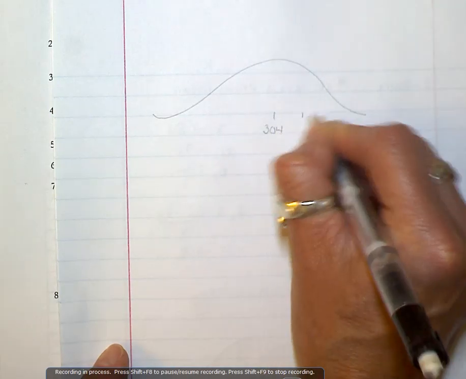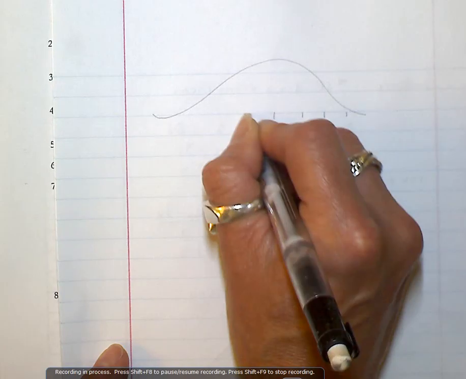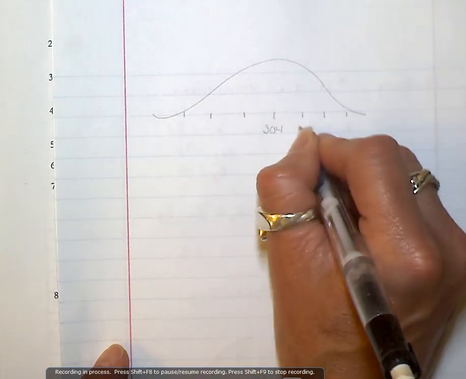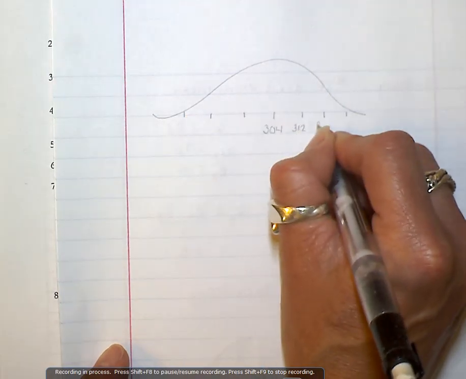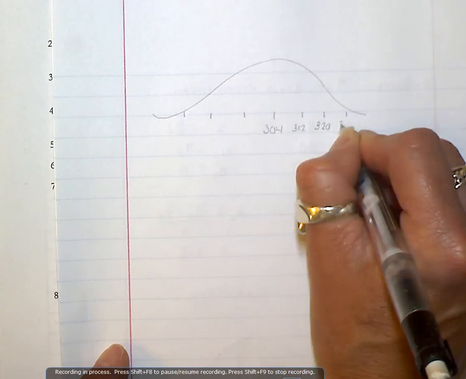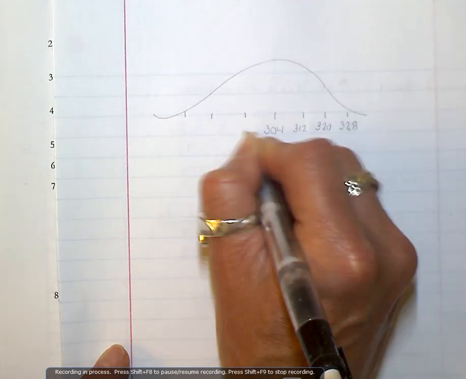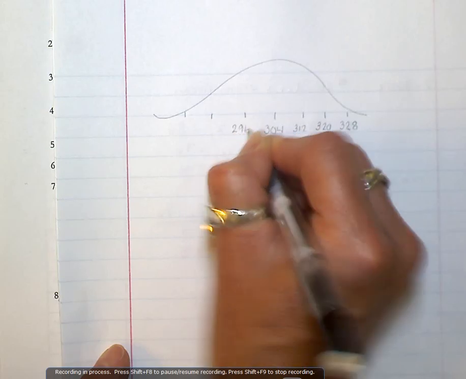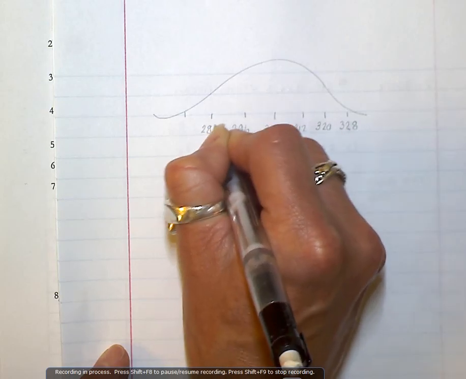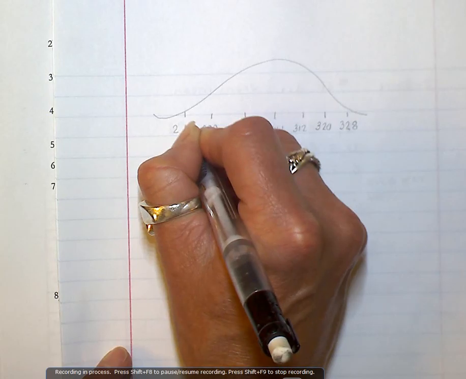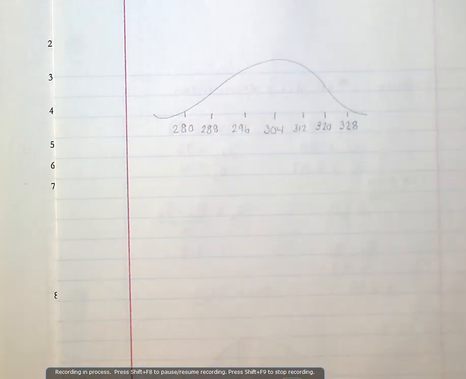1, 2, 3 standard deviations above and below. So this will be 312, 320, 328. I'm just adding 8. And this will be 296, 288, and 280. Okay? That's what his distribution of his drives looks like. Make sense?